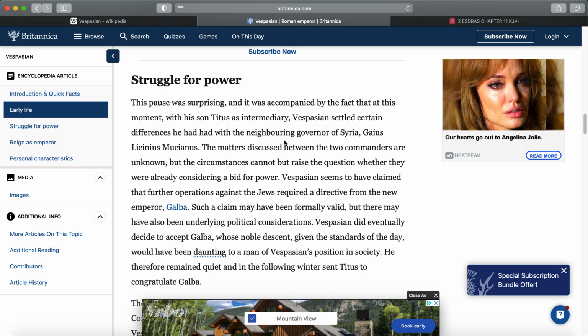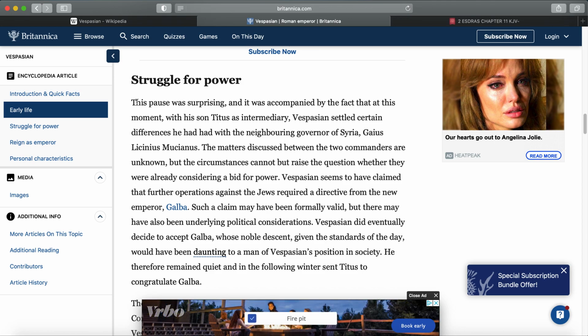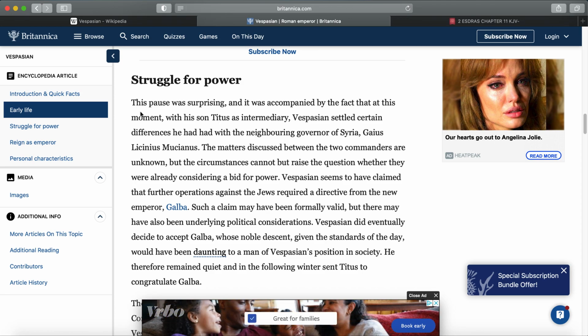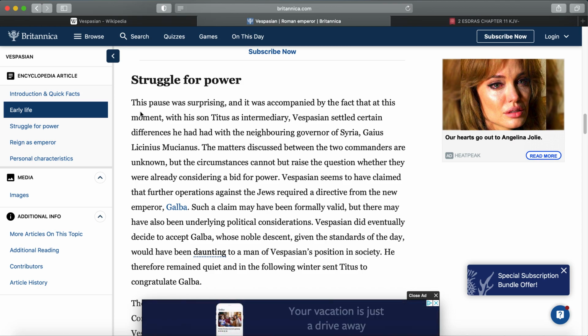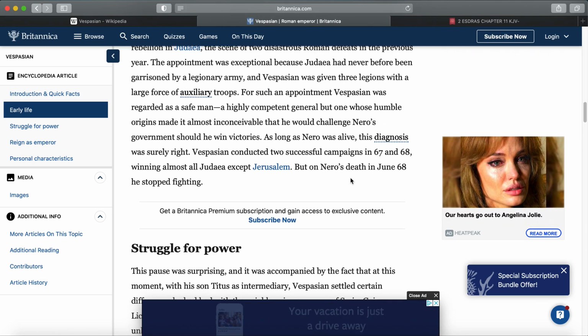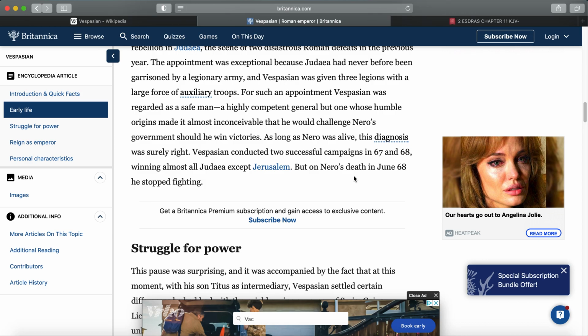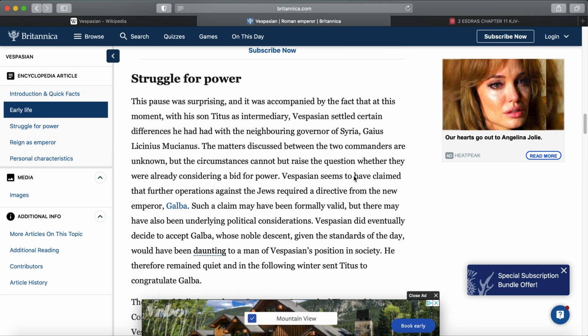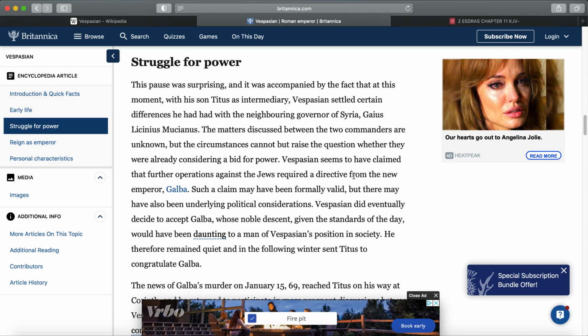It says a struggle for power. Now I'm going to start at the very top. It says this pause was surprising. Now what pause? After who died? Nero. Nero, people liked him. He actually ruled for about 13 years, so that's a good lengthy time. So fighting stopped. It says this pause was surprising.